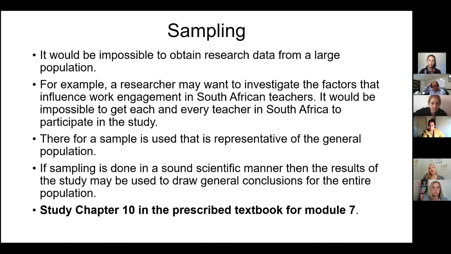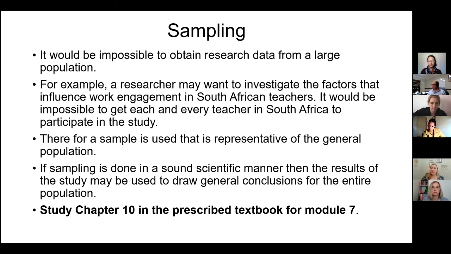So in a quantitative perspective, what we try to do is to take a large amount of data that we can generalize to the general or bigger population. For example, you might want to investigate certain factors that influence work engagement or motivation in South African teachers. It will be impossible to reach out to each and every teacher in South Africa to participate in your research study. So therefore, you will have to use a sample that's representative of your general population.